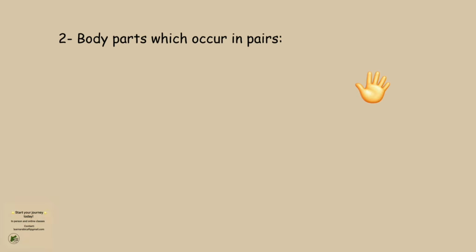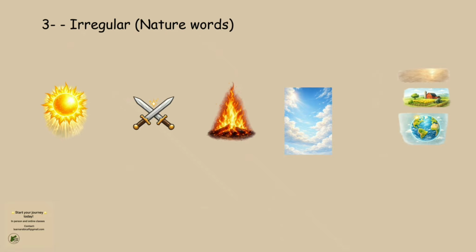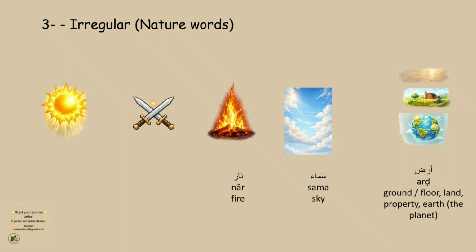Second, body parts that occur in pairs. For example, Eid, عين, ركبة. Elbow, shoulder, and cheek are exceptions. Third category is irregulars, and that's generally nature words, including أرض, سما, نار, حرب, شمس.